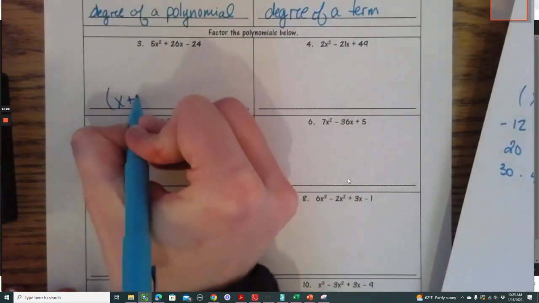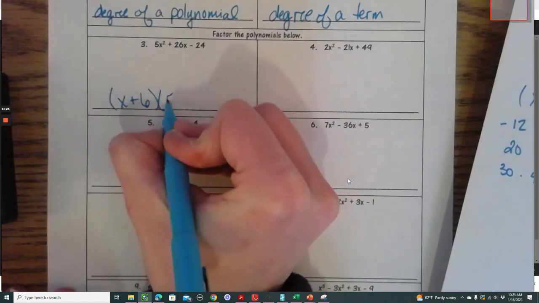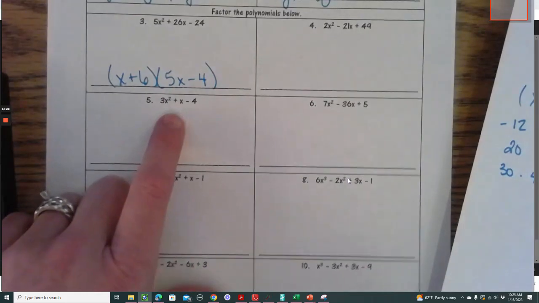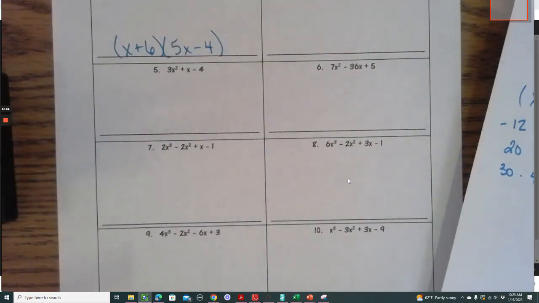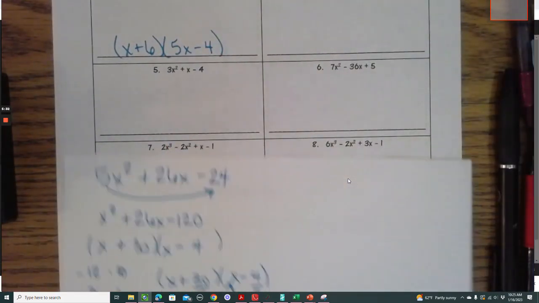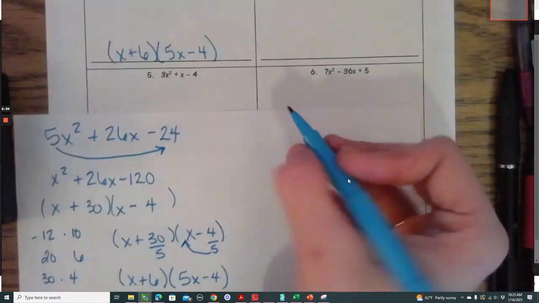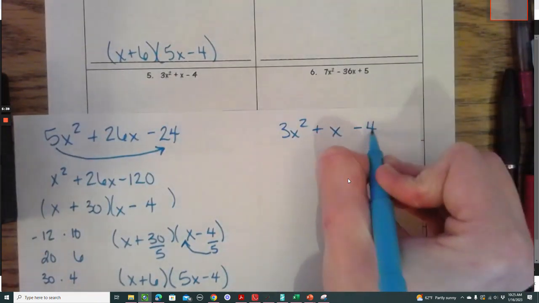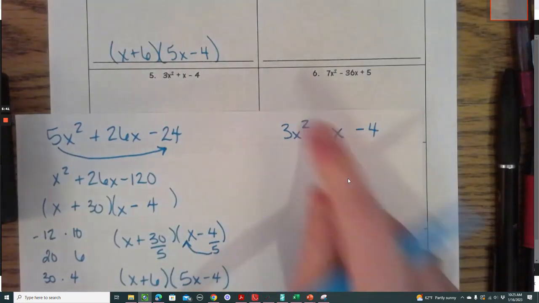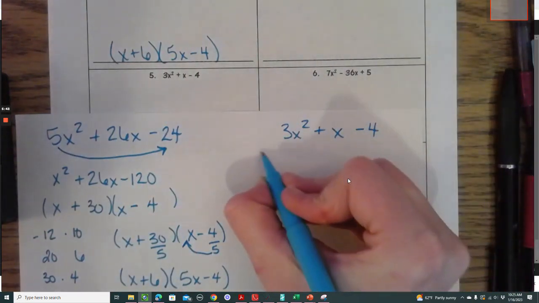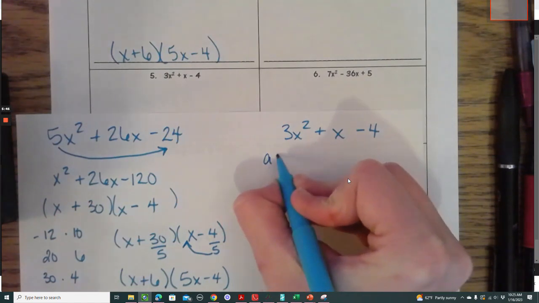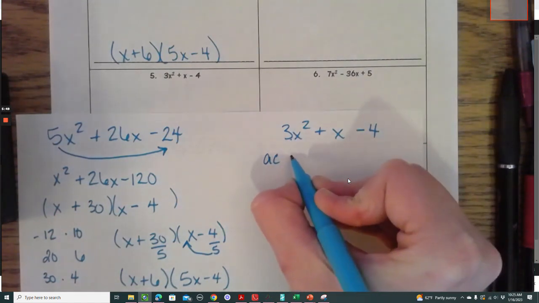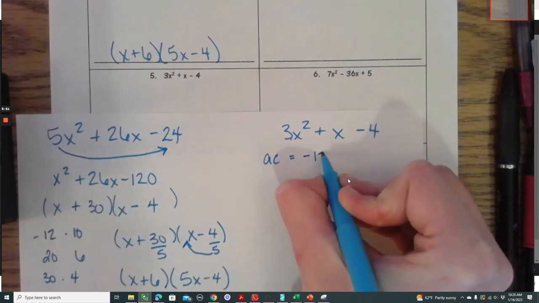Is x plus 6, 5x minus 4. That's slip and slide. Now you can slip and slide any quadratic. The grouping method is really similar to that. So what we would do on the grouping method, and that's your final answer. You would get your C value, or it's called your AC, A and C. 3 times a negative 4 is a negative 12.